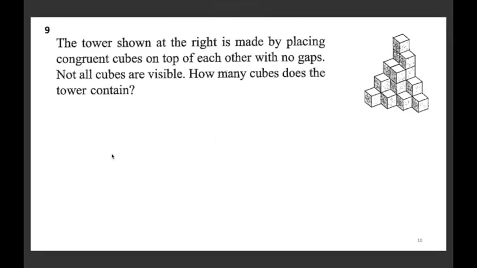Okay. Move to the next one. Tower shown at the right is made by placing congruent cubes on top of each other with no gaps. Not all cubes are visible. How many cubes does the tower contain? We have to count the number of cubes that are there in the tower.